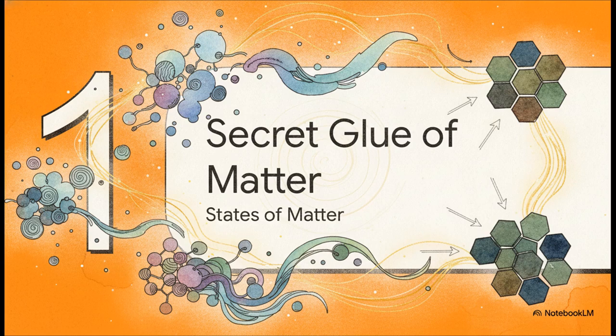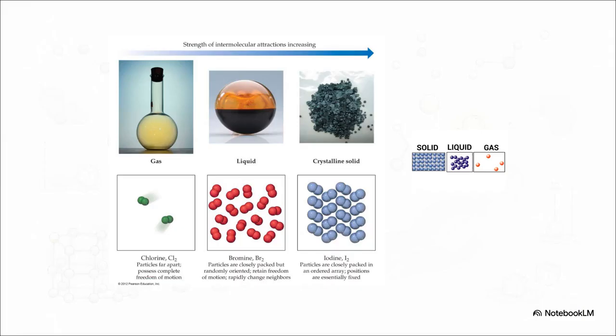Section 1. The secret glue of matter. Okay, so before we can really understand the different types of molecular glue, we first need to establish what actually makes a gas different from a liquid or solid. The fundamental difference between states of matter is literally just the distance between the particles.